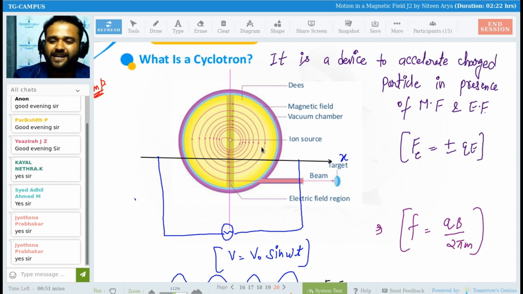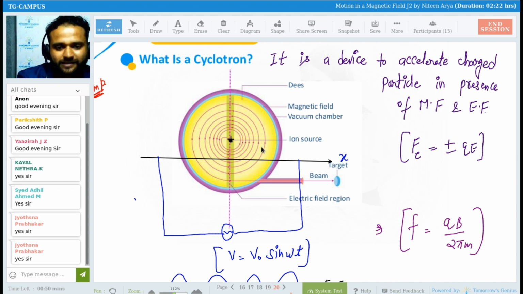Obviously, they give you the charge to mass ratio or the magnetic field, and they ask for the frequency. Or they can ask in reverse: they give you the charge to mass ratio and the frequency, then they can ask the magnetic field of a cyclotron. Clear? But the concept is, okay, this is my charged particle.